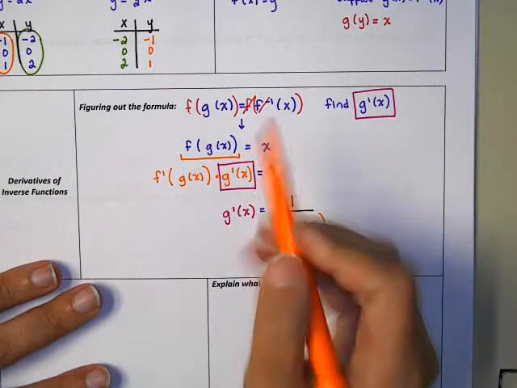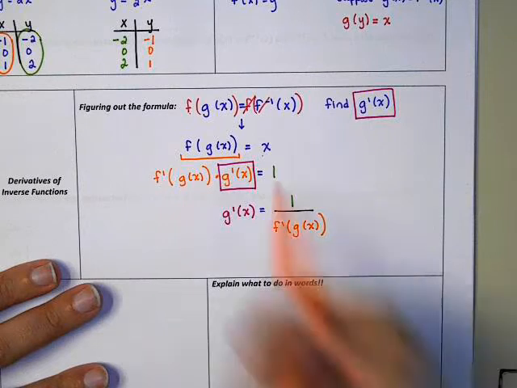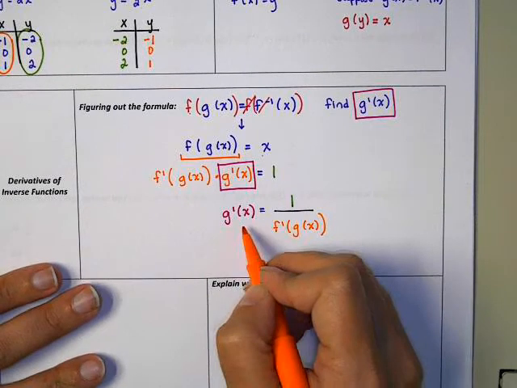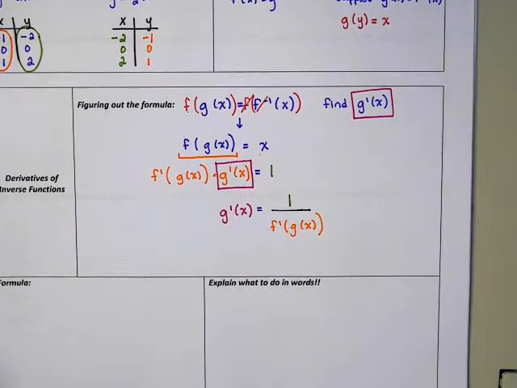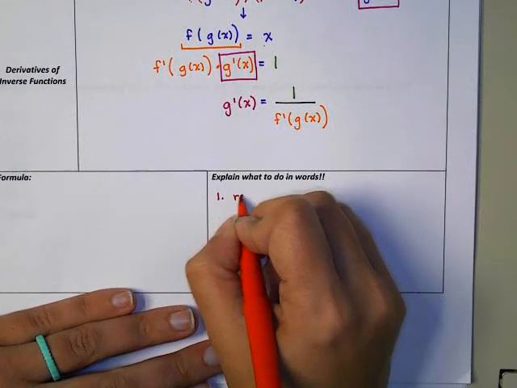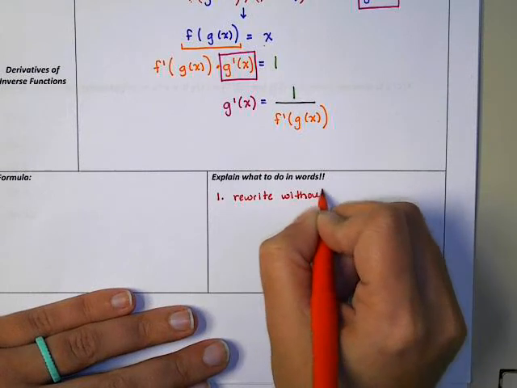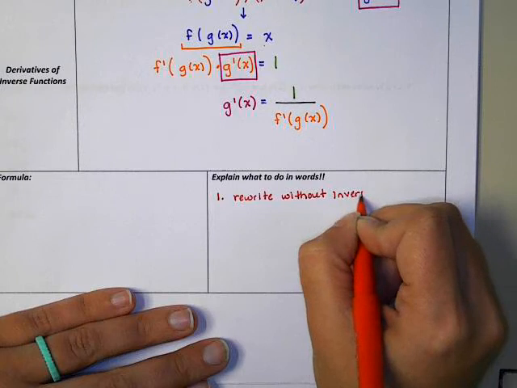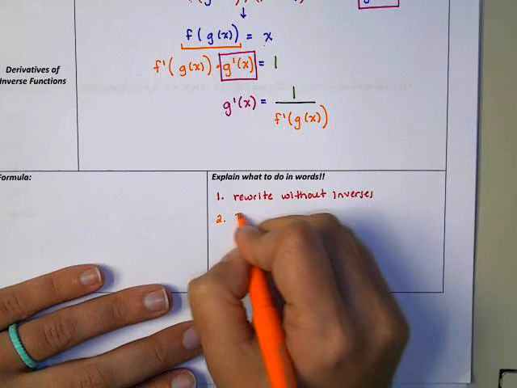This process of rewriting the problem so that we don't have inverses, taking the derivative using chain rule, and then solving for the derivative we wanted is the process that we're going to follow every time. So here's how I would explain what to do in words. First, rewrite the problem so that there are no inverses. Then, take the derivative using chain rule.